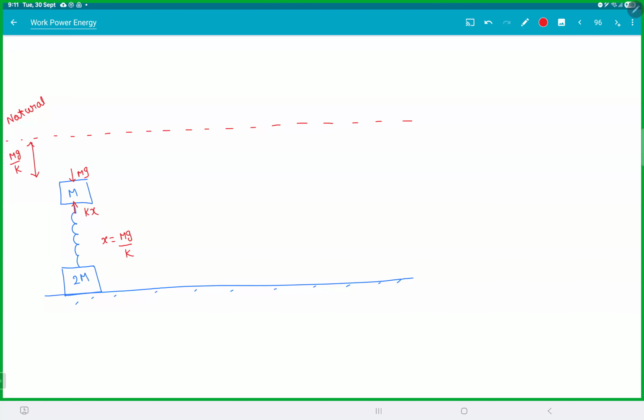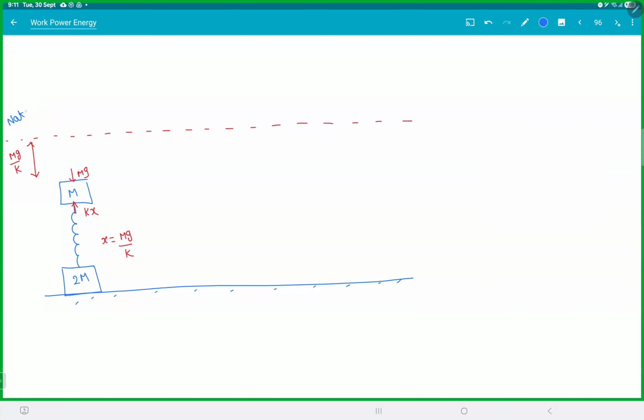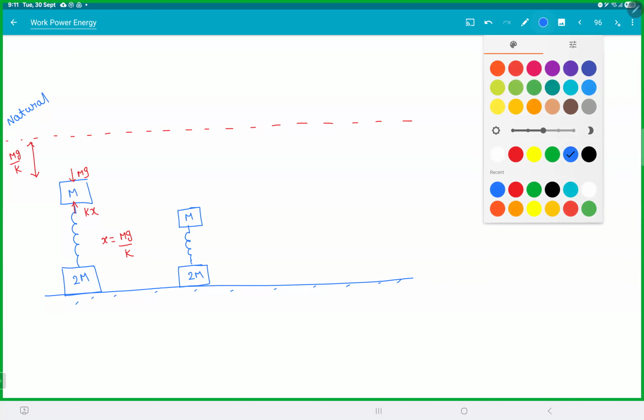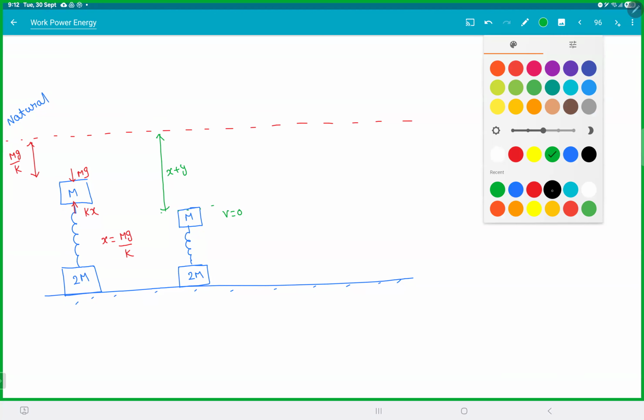Then what you did, you pushed it further by y. So from this position, you pushed it further by y, and the block came here. Like I keep saying, the important thing is, if you draw the pictures properly, you will understand what is happening. Now this distance became x plus y because you pushed it here. And remember, your velocity is 0. You are leaving from here. So my problem starts from here. This is my state 1.